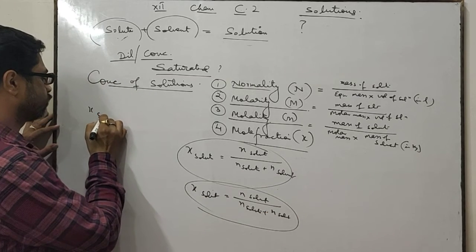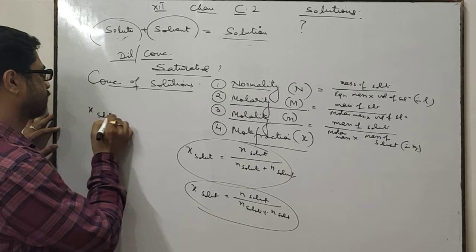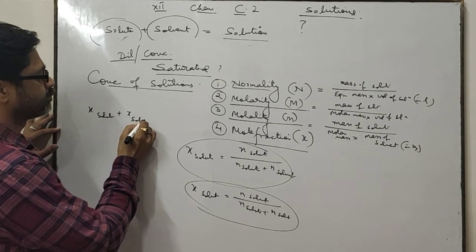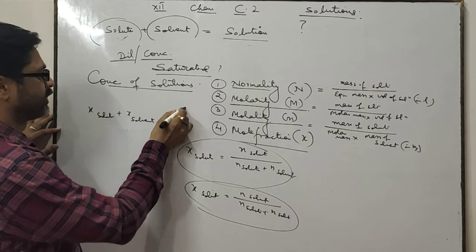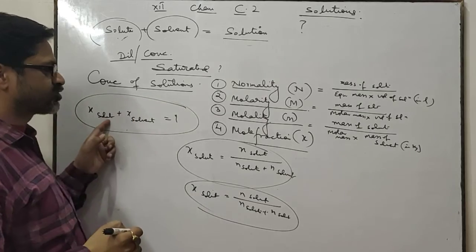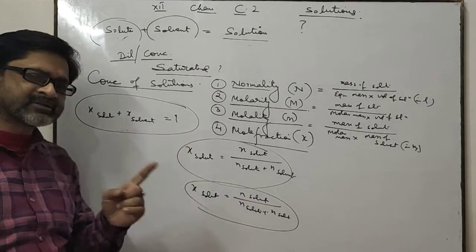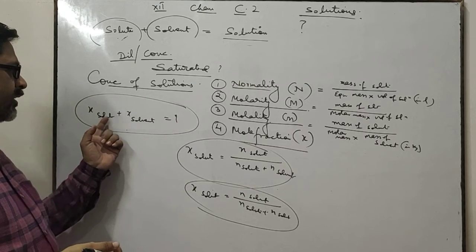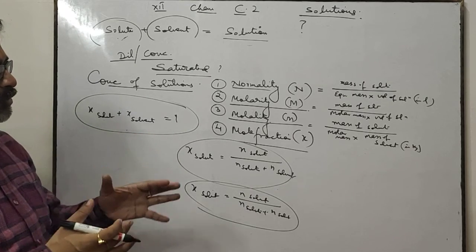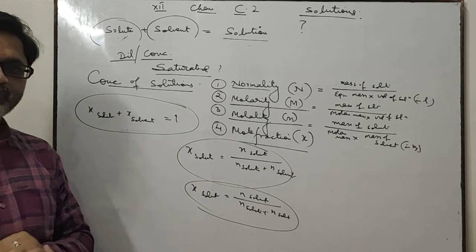Means X solute plus X solvent equals 1. The mole fraction of all the components present in a solution is 1. The sum of mole fractions of all the components in a solution is 1.